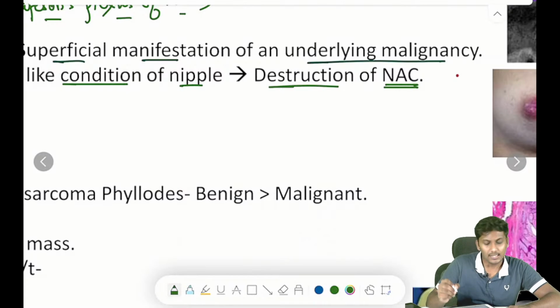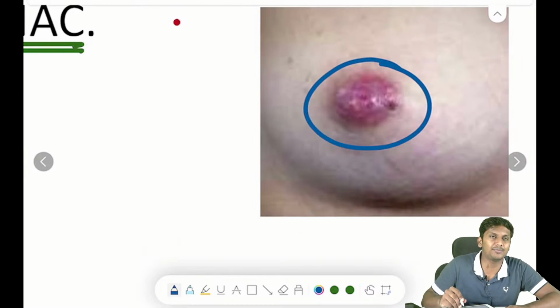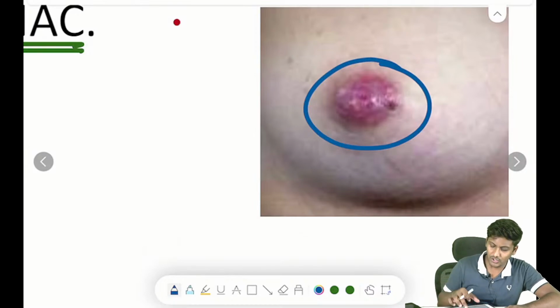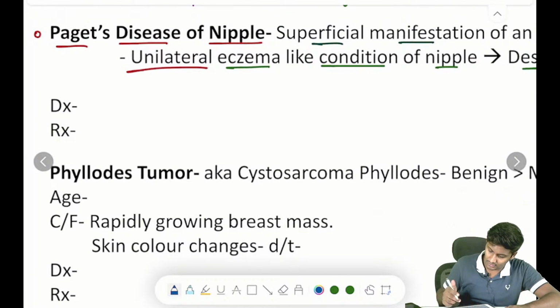Which is going to cause destruction of the nipple areola complex. As you can see over here in this picture, the nipple areola complex has been completely destroyed in the patient. Okay, important: which are the common malignancies associated with Paget's disease of nipple?